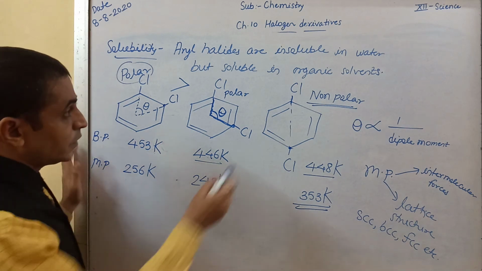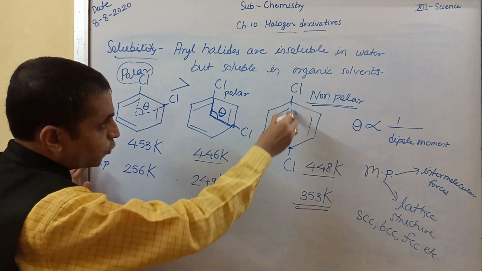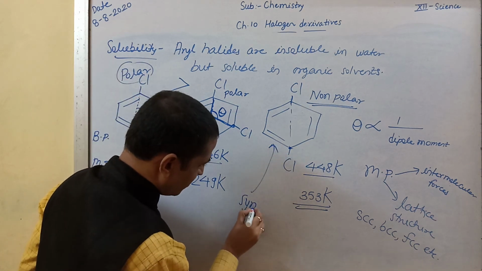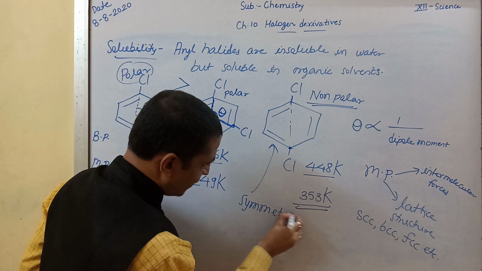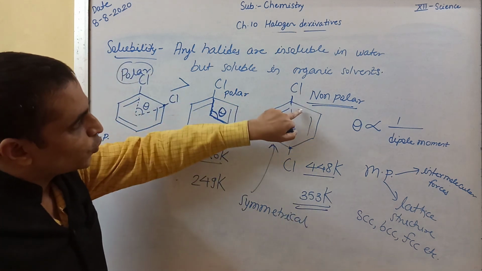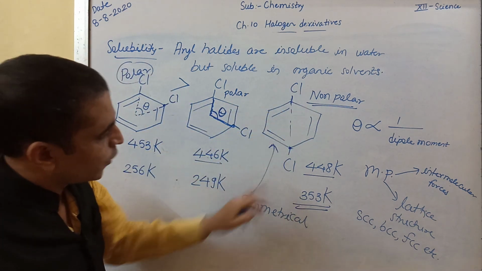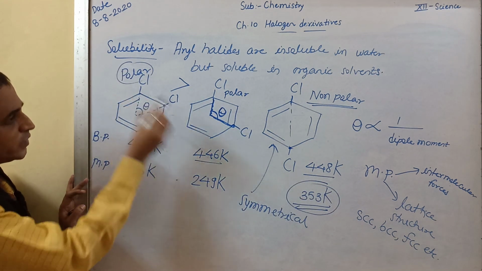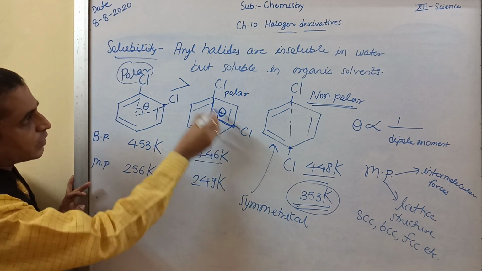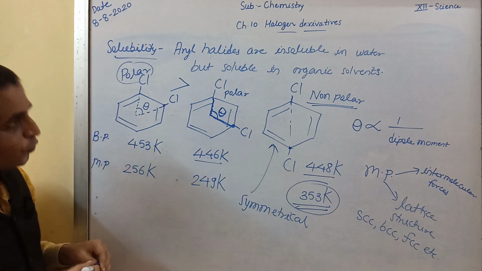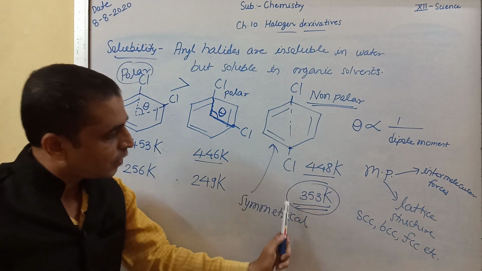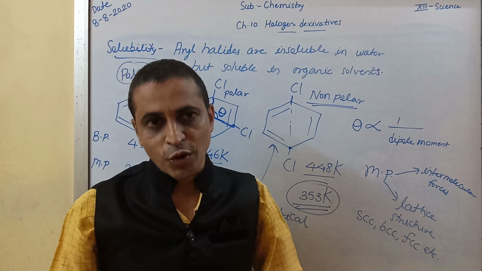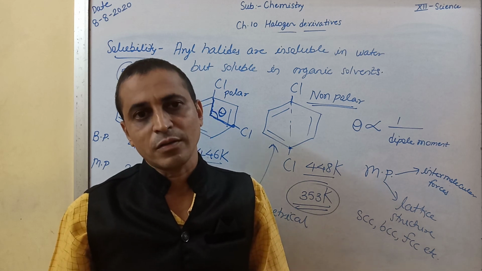Now, see here, para dichlorobenzene is symmetrical. And therefore these molecules are closely packed and have a higher melting point as compared to ortho dichlorobenzene and meta dichlorobenzene. I hope you understood all this concept. Now we have completed the physical properties of halogen derivatives.